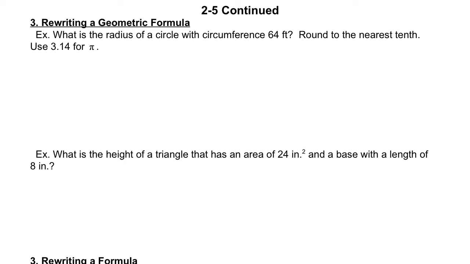So this formula for circumference is 2 times pi times r, the radius. What I would be asking you to do is substitute for the right variable, and then solve for the variable we're trying to find. We are trying to find the radius, so we are trying to find r. We are given circumference, meaning we are given c. So if we rewrite this, knowing c, I would write 64 equals 2 times pi times r.